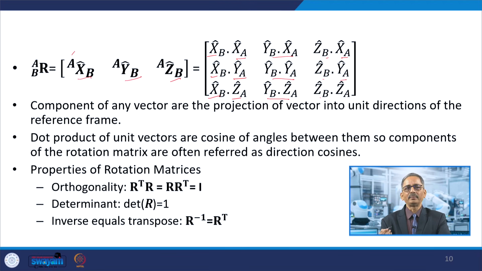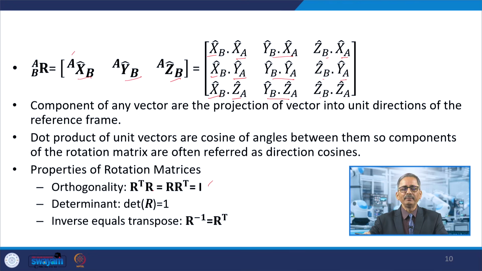There are some interesting properties of these rotation matrices. One of them is called orthogonality, that is, if we multiply the transpose of the rotation matrix with the matrix itself, or you multiply the rotation matrix with its transpose, you are going to get an identity matrix. And the determinant of the rotation matrix is 1 and the inverse equals the transpose of the rotation matrix. So, these are the properties of the rotation matrix.